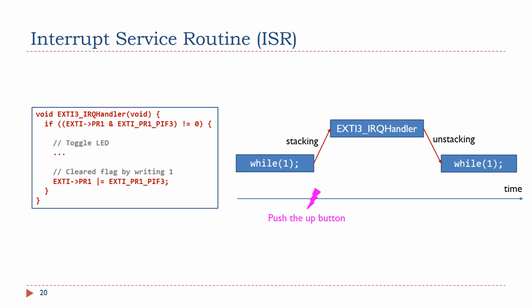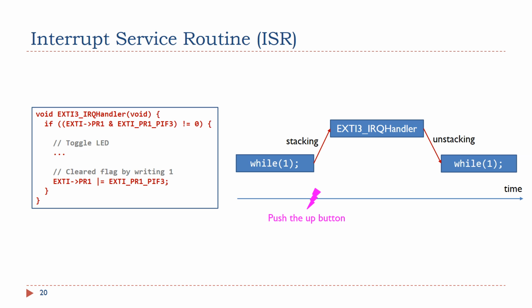The next important code is the interrupt handler for external interrupt 3. When the up button is pressed down, the rising edge of the voltage on pin PA3 triggers external interrupt 3. After receiving the interrupt request, the NVIC controller forces the processor to execute the interrupt handler EXTI3_IRQHandler.